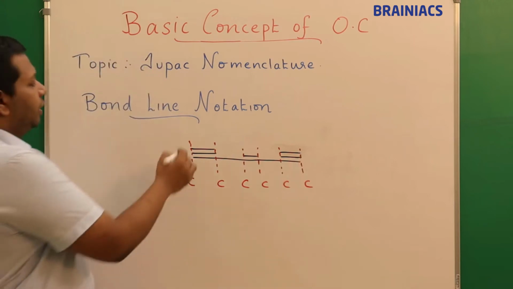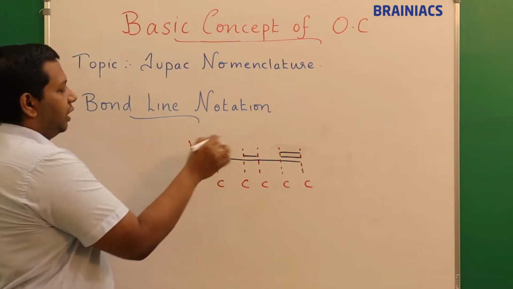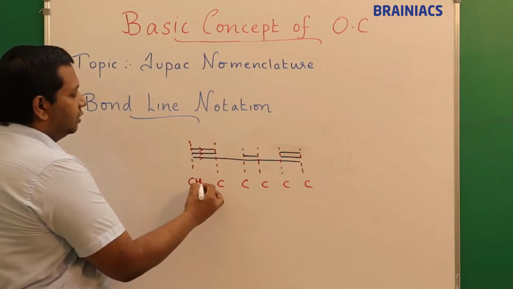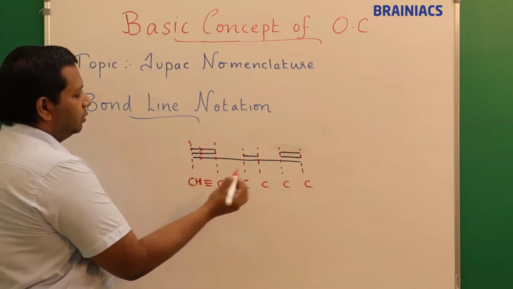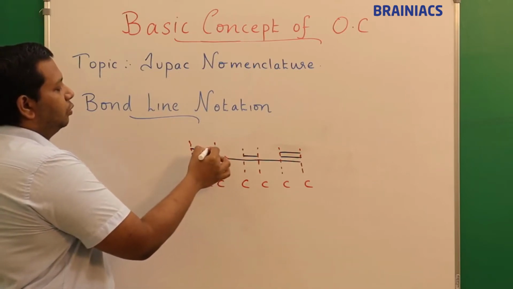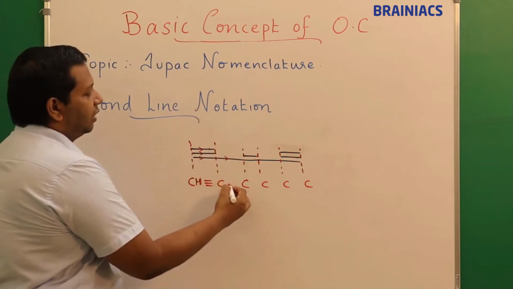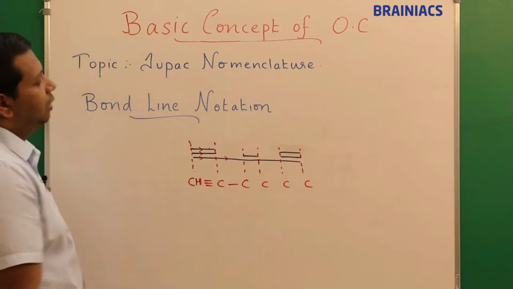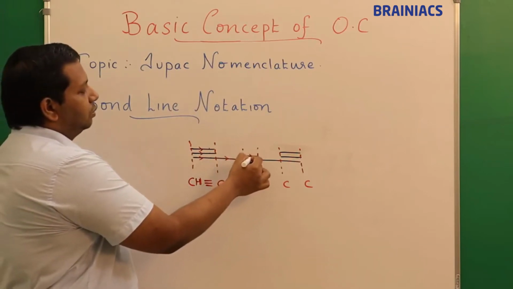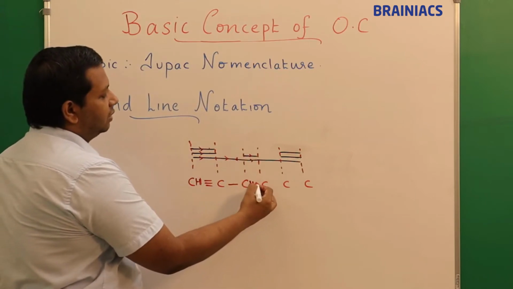Now looking at this one, there are 3 rays moving out of it: 1, 2, 3. So since 3 are used, only one is remaining, so I can put CH. Then triple bond. Then coming to this one, this is 1, this is 2, this is 3, this is 4. 4 rays are moving, so there is no H here. I can put a single bond. Now here at this carbon atom, again 1, 2, 3. 3 rays are moving, only one is remaining, so I can put CH, then double bond.